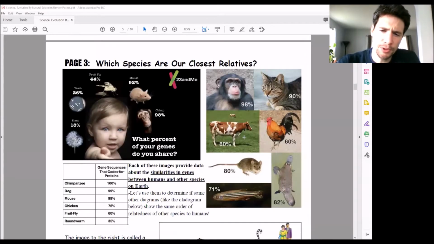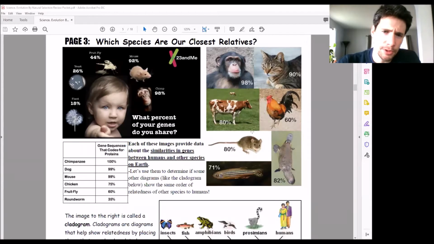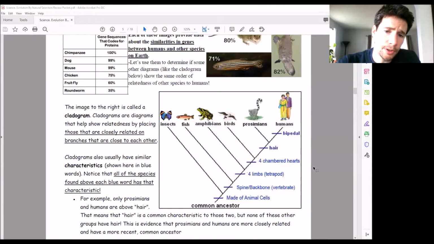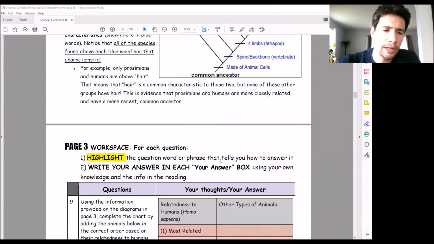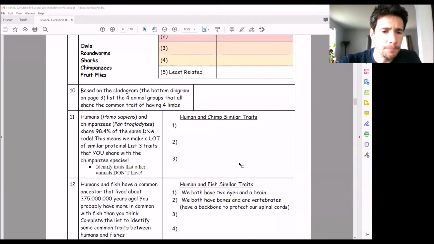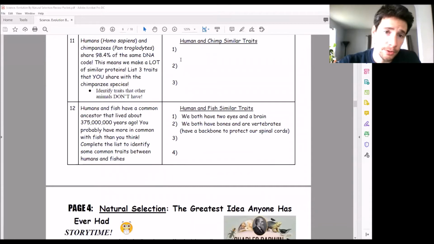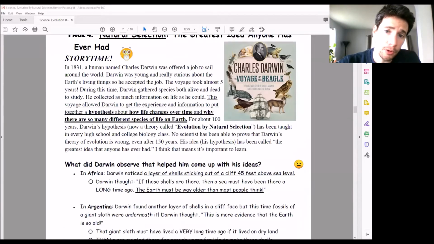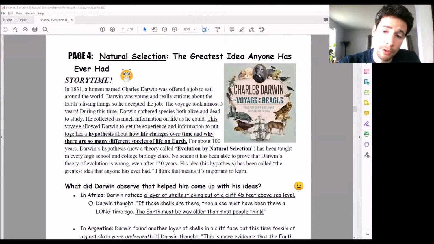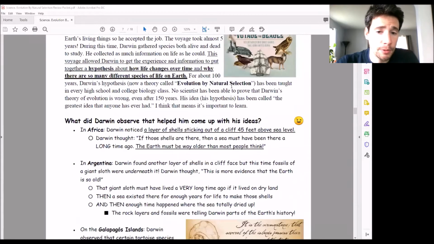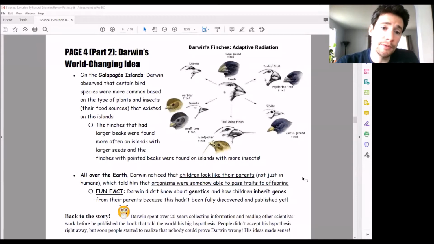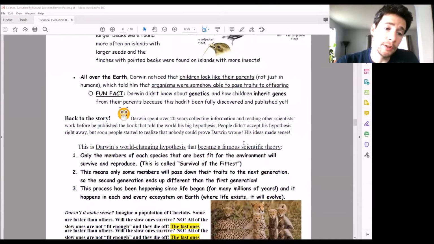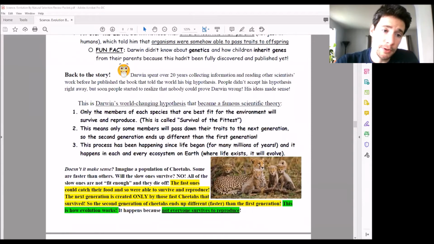And then we start talking about which species are most similar to humans. And we had you go through and check out some of these cladograms and graphics and try and interpret them. Some of you have been doing a really great job with these, so thanks for doing that. Page 4, which is the one that you finished with, gave you the story of Charles Darwin and how Charles Darwin took that voyage of about 5 years and collected lots of information and really learned these major things, right?